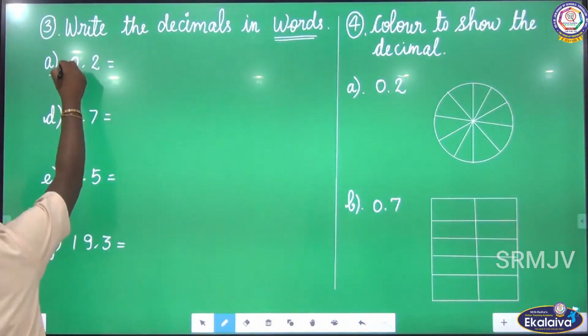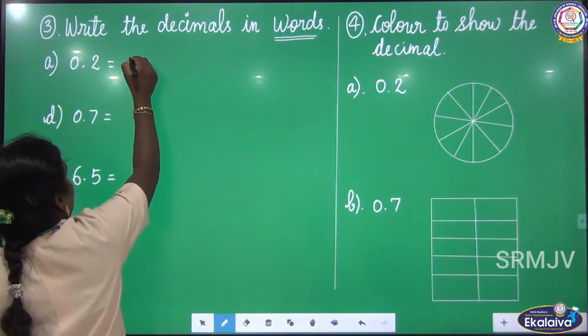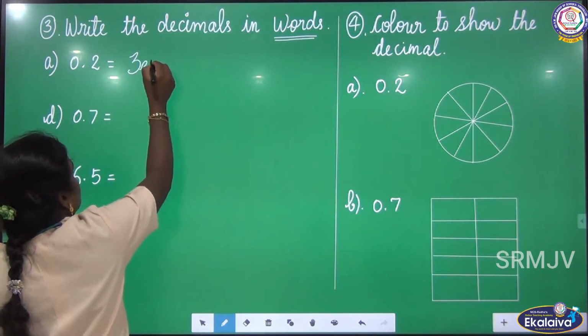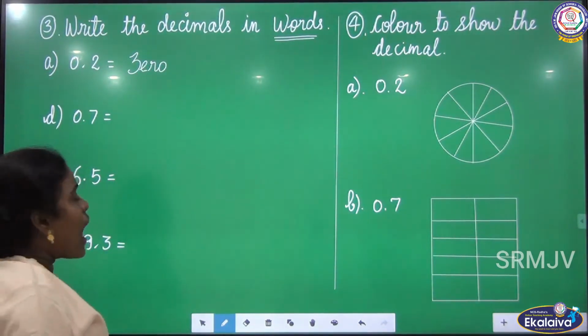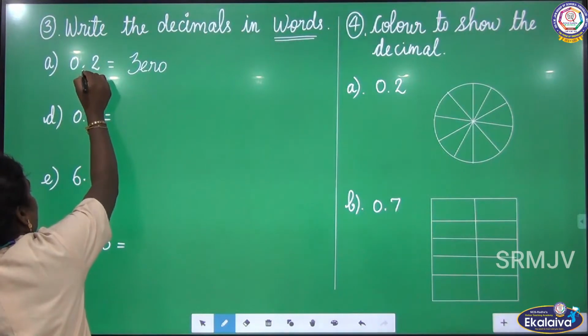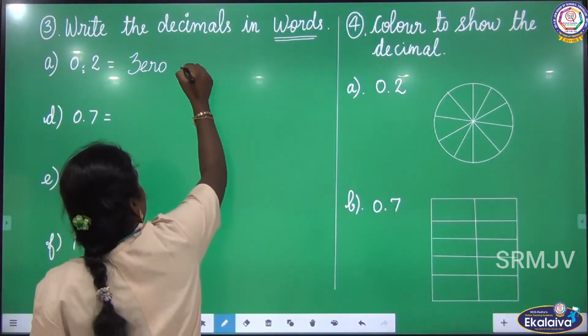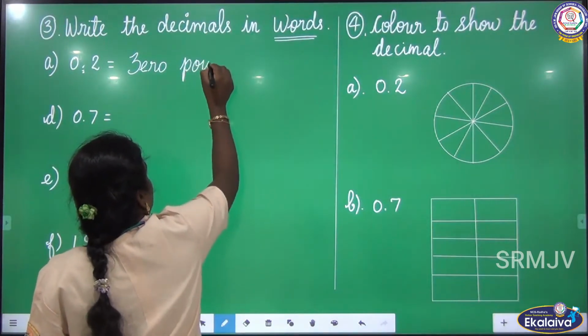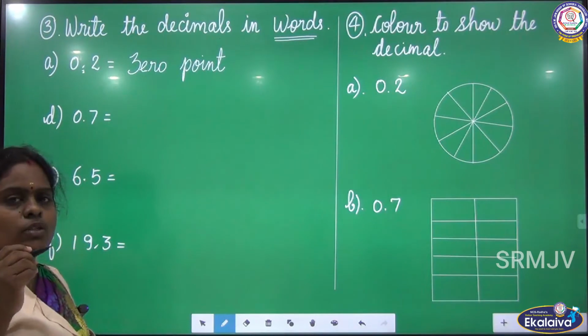First, we have 0 in the whole number part. So, write down 0. Whatever you have, you just write the name of the number. After the 0, we have a dot. We'll write it as point. 0 point. And in the decimal part, we have 2.